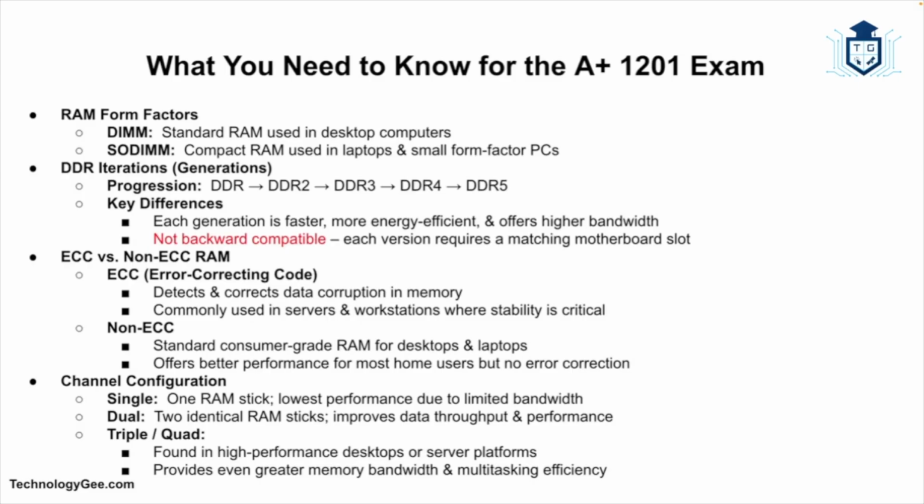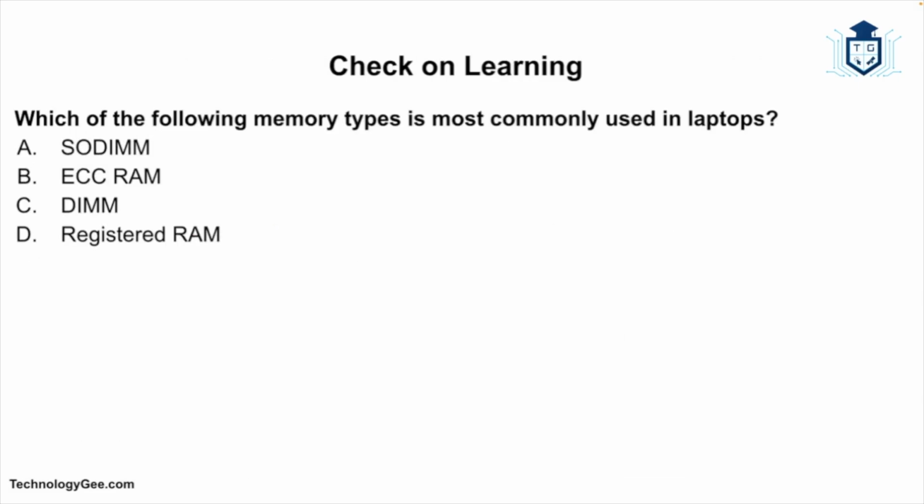And here's the truth. RAM, this is one of the easiest upgrades to make that gives an instant speed boost. So if you understand how to match form factors, channel configurations, and DDR types, then you are ahead of the game. With that being said, let's do some check on learning.